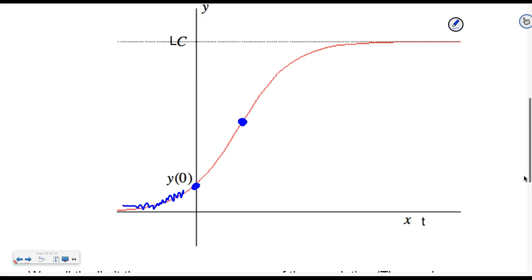Then this guy up here, I'm going to call it L. I also put a C on there because that's also common. But this is called the carrying capacity. Go ahead and write that. Carrying capacity. It is the maximum amount that can be supported, and we will never go beyond that. We will call that L.